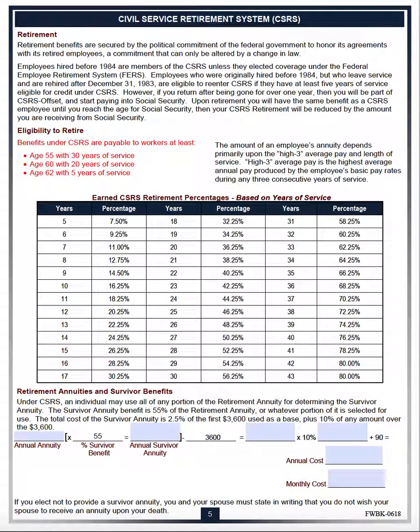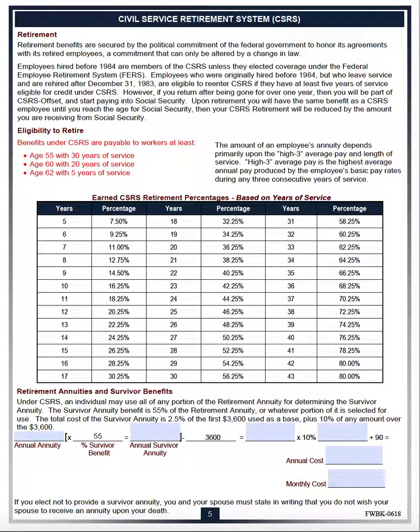Now, going into retirement, there are 2 pages for each retirement system. The Civil Service Retirement System, or CSRS, for people that were hired prior to 1984, is the first section. The next section is the Federal Employee Retirement System, or FERS, and there are 2 pages for that system. This one's pretty easy to understand.